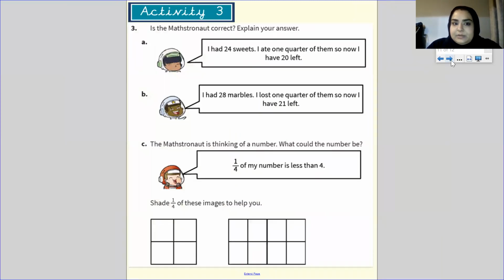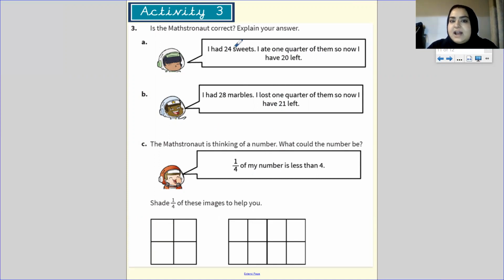For activity number 3, you need to answer these questions. So it says, is the mathstronaut correct? Explain your answer. So the mathstronauts have different scenarios. They're explaining something. You need to work out if they're correct or incorrect. But you need to explain your answer why. Okay?